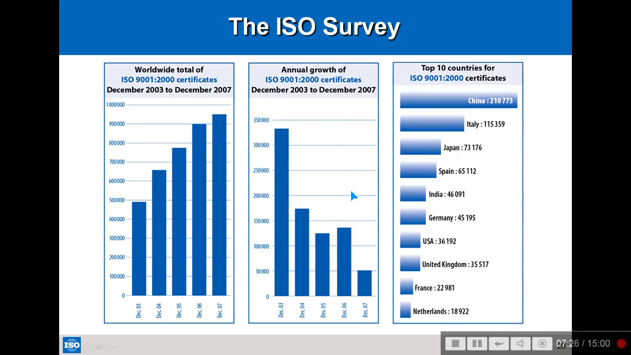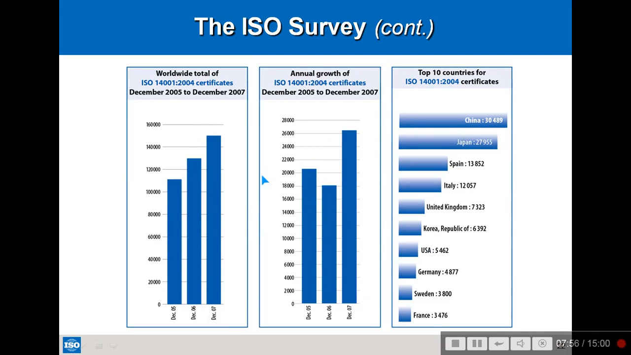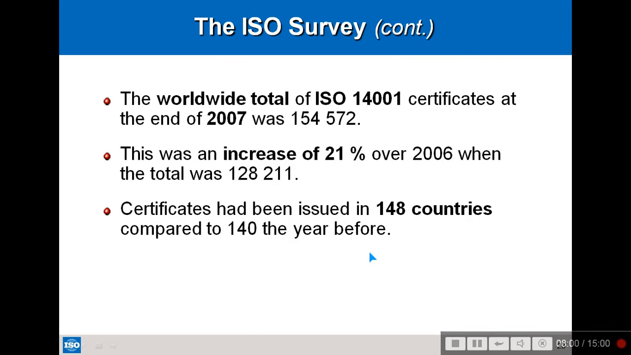This is the ISO survey of different dates. The worldwide total of certificates to ISO 9001:2000 at the end of 2007 was 951,486. This was an increase of 6% over 2006, when the total was 896,926. Certificates have been issued in 175 countries compared to 170 the previous year. This is the chart showing this. The worldwide total of ISO 14001 certificates at the end of 2007 was 154,572, an increase of 21% from 128,211, and the number of countries is 148 rather than 140 before.